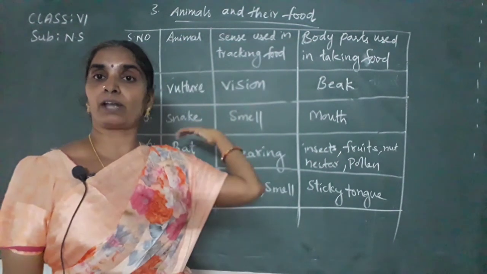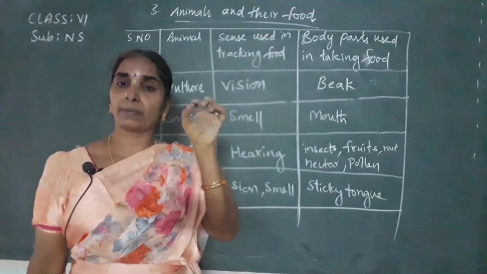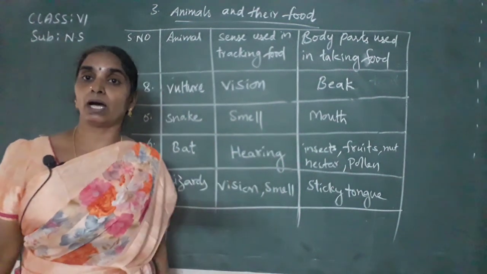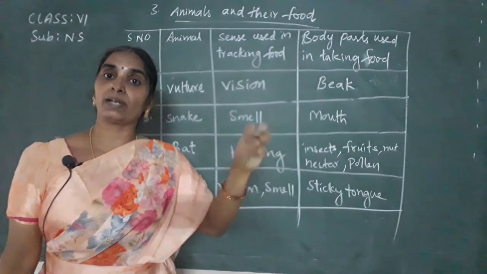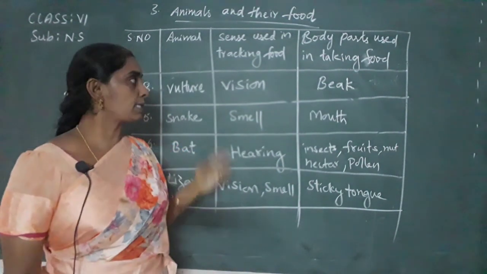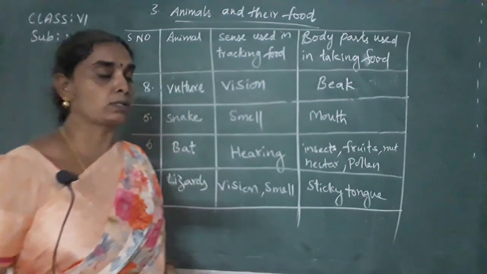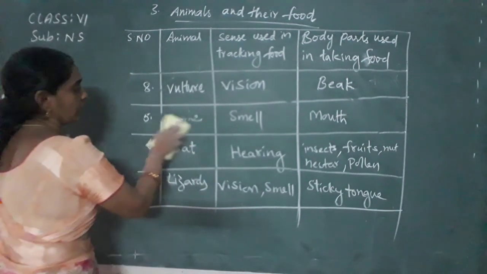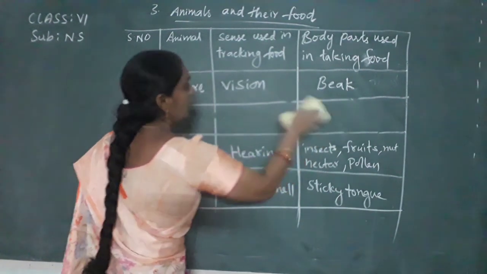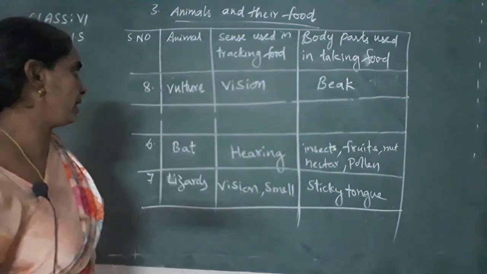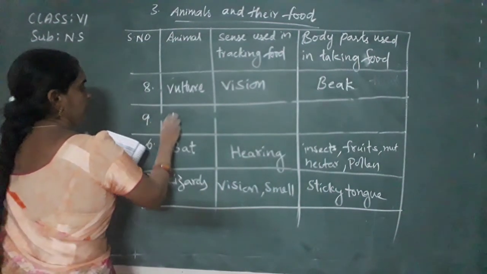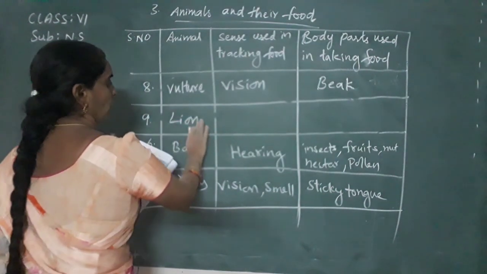It will be flying high up in the air and can see a very tiny object on the ground, and it locates it and grabs it from a very high position in the sky. When flying in the sky, it can locate an object on the ground very easily because of its highly developed vision. Next, the ninth one, you can say about the lion. What is a lion? It is a carnivore.